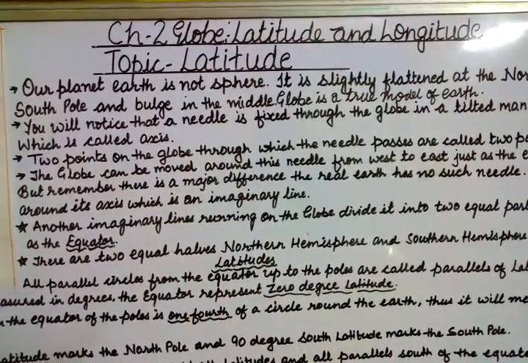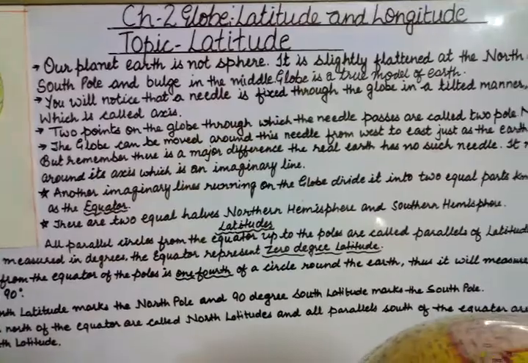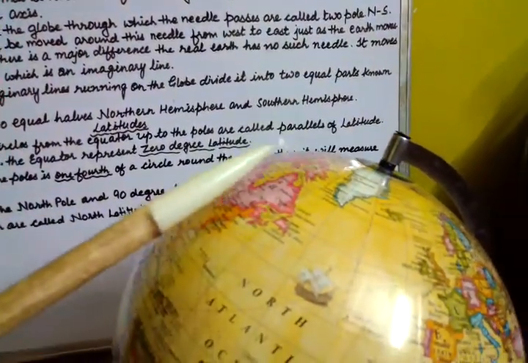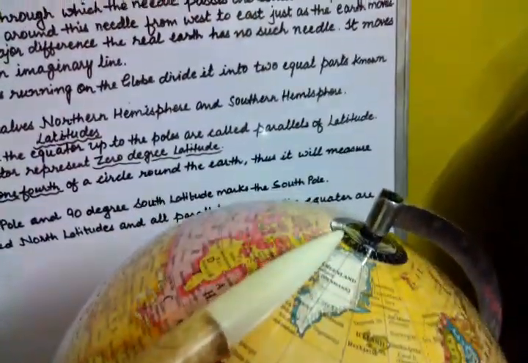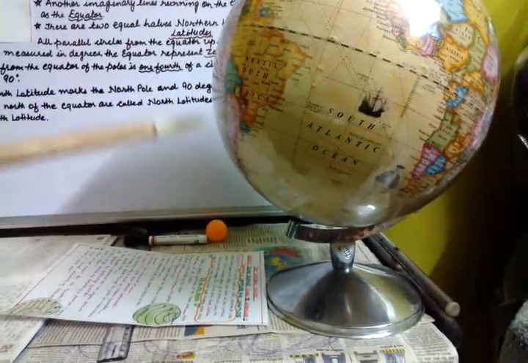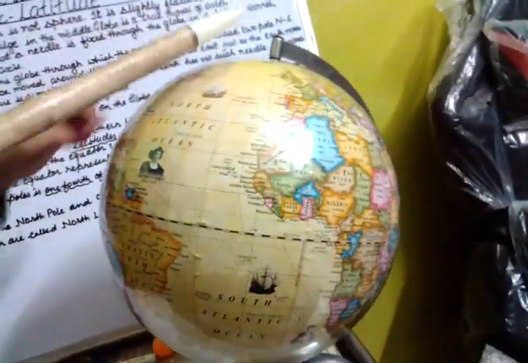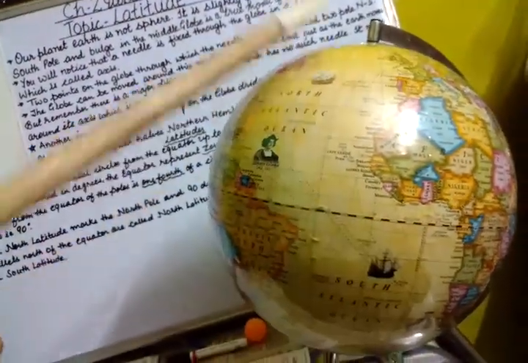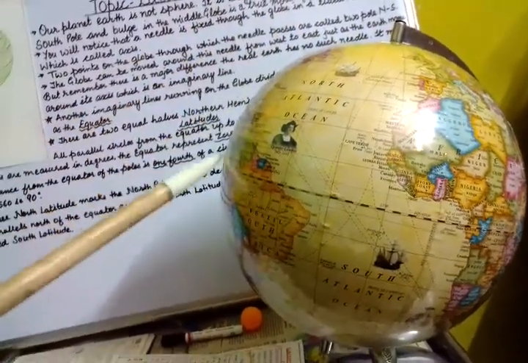Yes, you can understand this line with the help of this globe. As we say, the globe is a true model of Earth. Here is the North Pole, okay, and here is the South Pole. So I will make you understand all these lines with this globe. Here you can see that at the top it is flattened, and at the bottom it is a little flattened, and in the middle it is bulging.